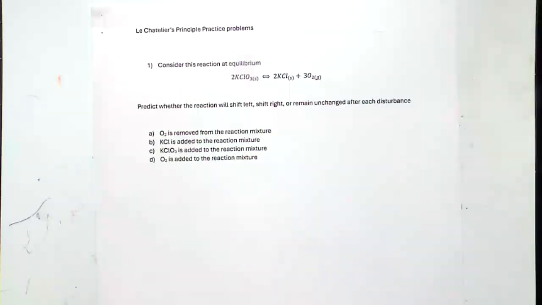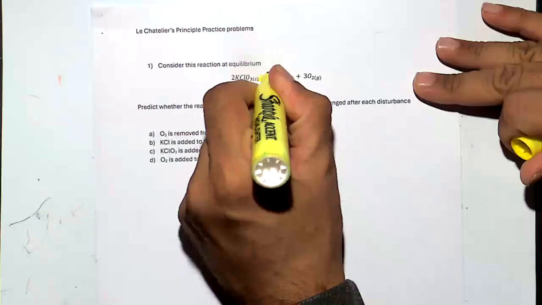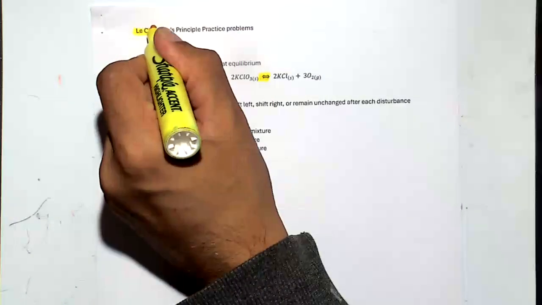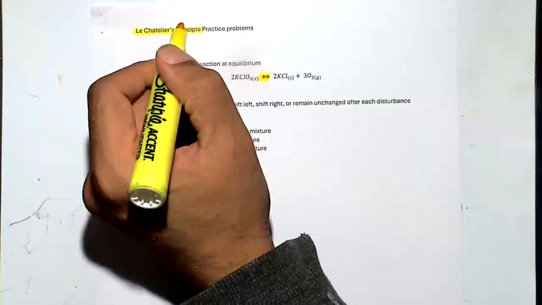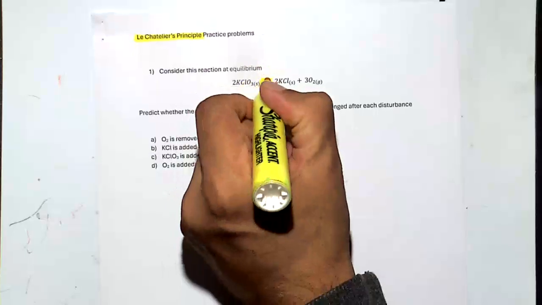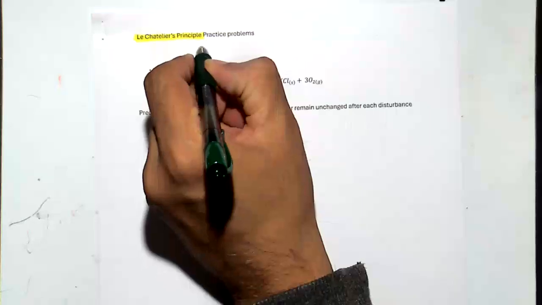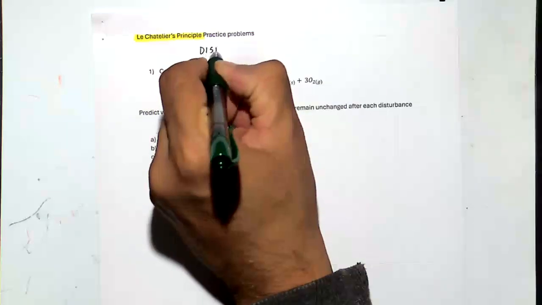So you have a reaction at equilibrium, right? So how do we know a reaction is at equilibrium? Look at the arrows. The arrows tell us this is at equilibrium. So the idea behind Le Chatelier's principle is, number one, you have an equilibrium, okay? And number two, you'll disturb that equilibrium. So it's some sort of disturbance.